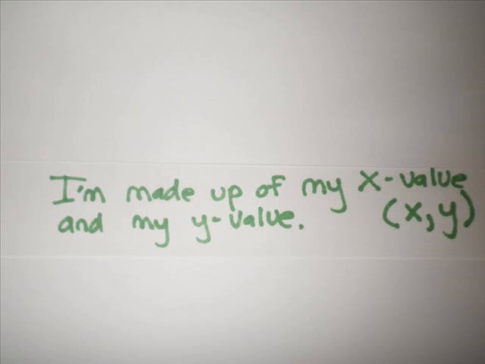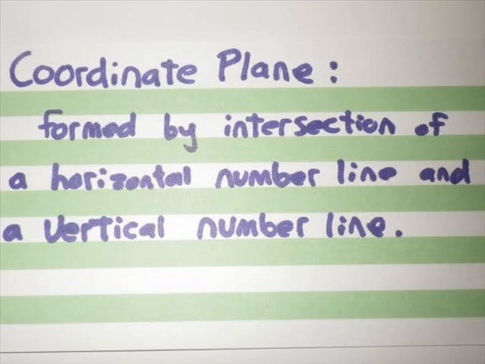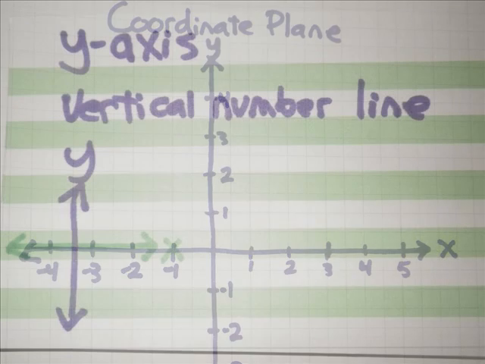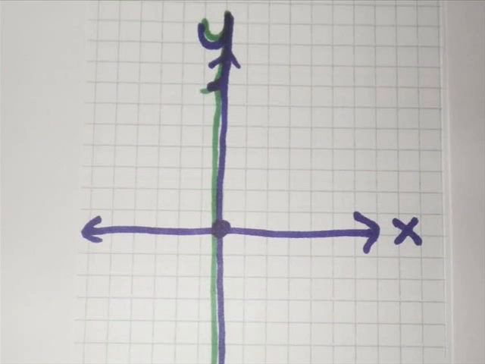I'm represented by a point on the coordinate plane. It's the intersection of a horizontal number line and a vertical number line. You can draw your own. Remember, the y-axis is the vertical line. It's fun to draw a Y with a long tail to remember this. Then add the x-axis. It's horizontal.